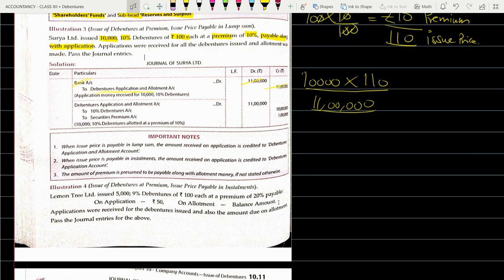Okay. So the next one, if you see, it is issue of debentures, which is payable in installments, and here also you have the premium concept. I'm sorry, there is some issue going on in my net.